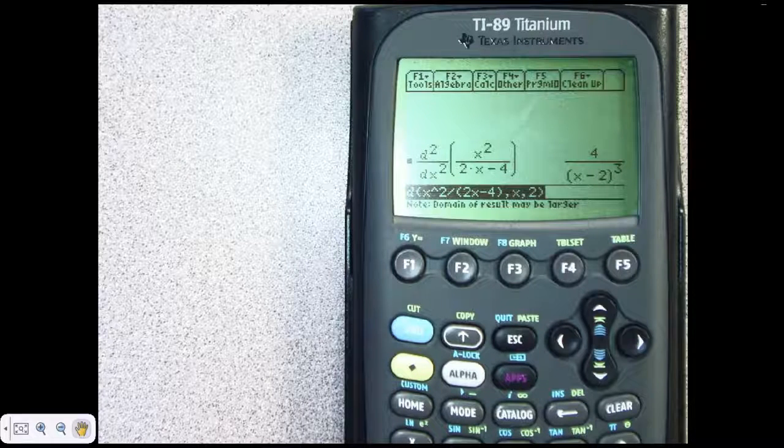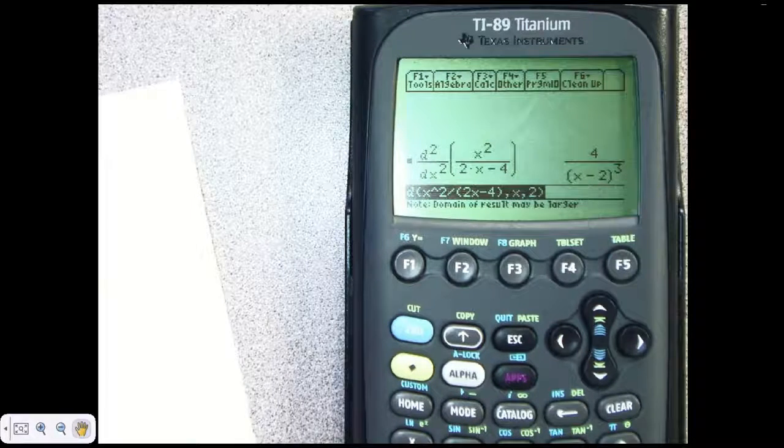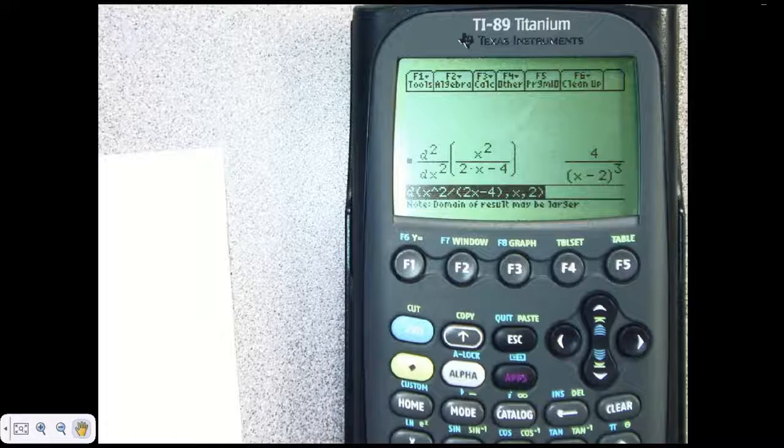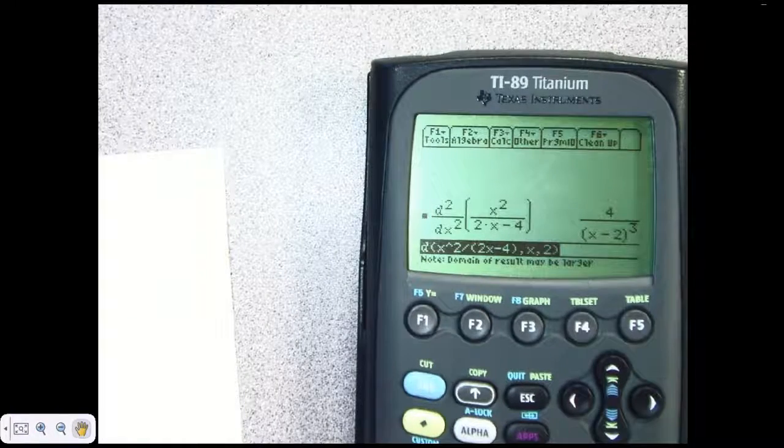So 4 times x minus 2. 4 over x minus 2 to the third. This is why we're using the calculators. Because we can skip through, you know, it takes like 5 minutes. If you do it over and over again, that adds up. So this allows us to skip through all that stuff. Go through that again. Anybody have any issues with that? Okay.